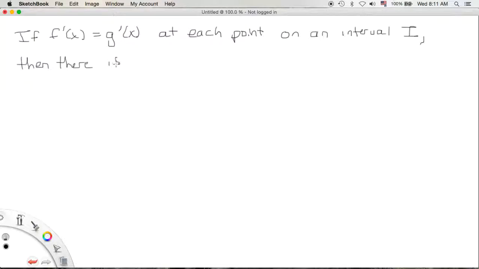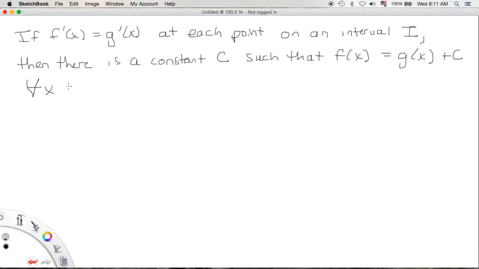Then there is a constant c such that the actual function is equal to the other function plus some constant for every x contained in the interval I. So basically, what does this say? This says if the slopes of the tangent lines are the same, then those tangents have to be parallel, which means that the functions are about the same.